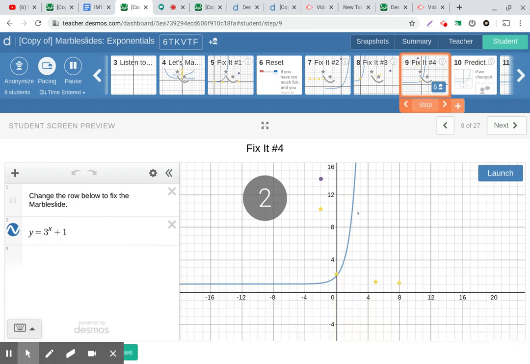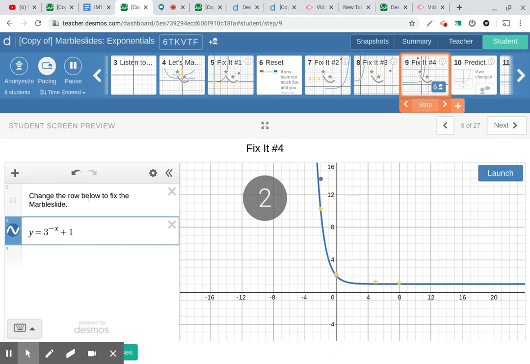Are the y's switching or are the x's switching? The x's. The x's. Yeah. So that means you got to put a negative on the x. Make sense? So when you want to jump over the y-axis, you put a negative on the x. When you want to jump over the x-axis, you put a negative on the 3, on the variable, like that. Okay. So try that.